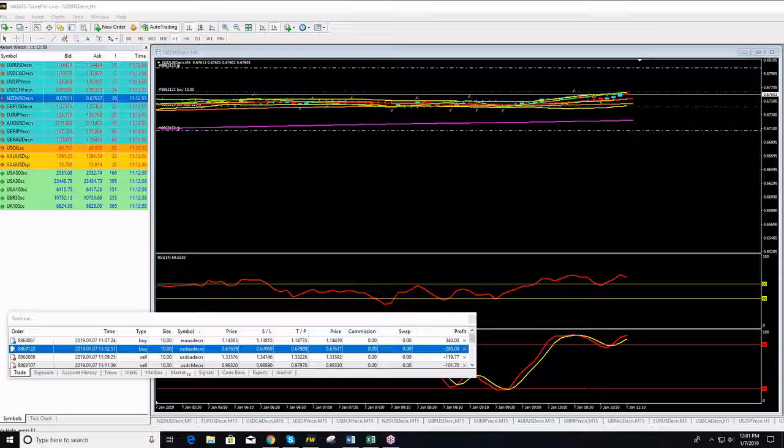So fourth trade. Long New Zealand USD at 0.67639 with a stop loss at 0.67069 and a TP at 0.67989.